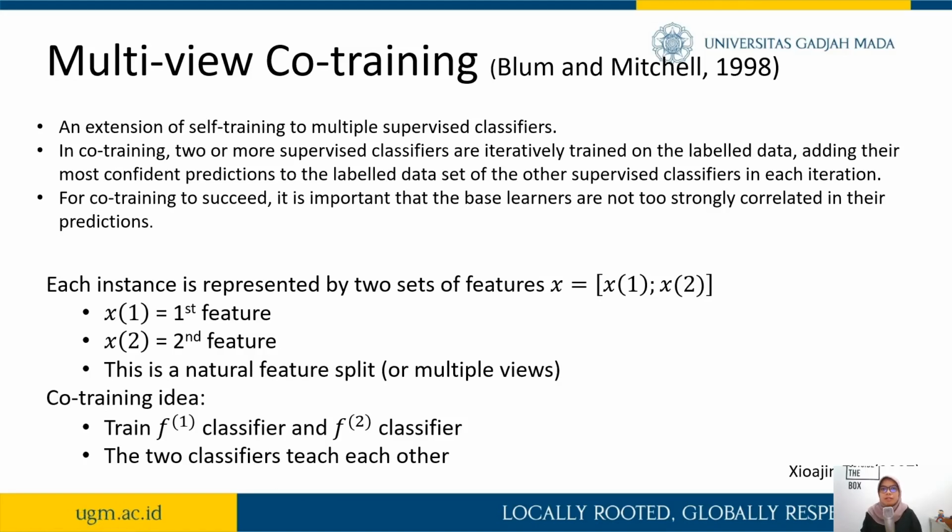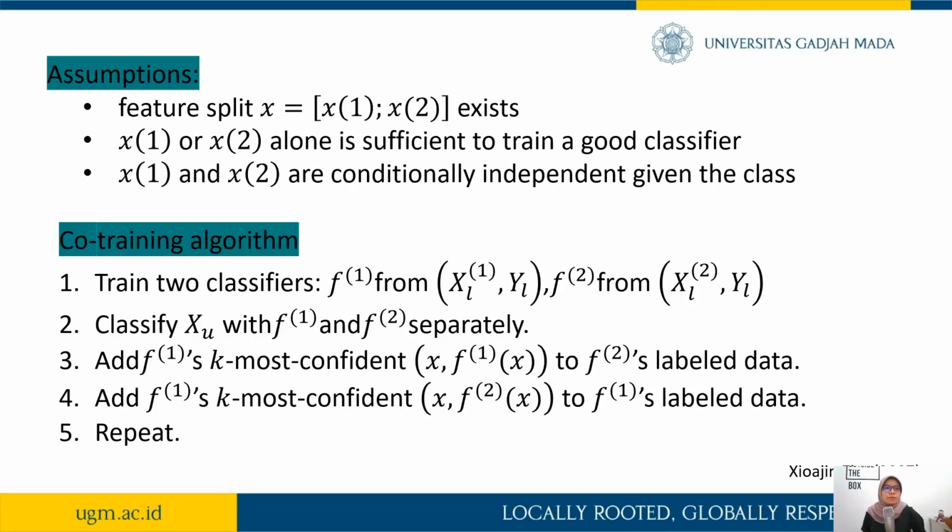So in the work of Blum and Mitchell at that time, they were trying to classify university websites, if I'm not mistaken, using two different features. Okay. So there are some assumptions in the co-training, multi-view co-training. First is the feature split: x1 and x2 is exhaustive. But it's actually when using x1 or x2 alone is already sufficient to train a good classifier. And x1 and x2 are also conditionally independent given the class.